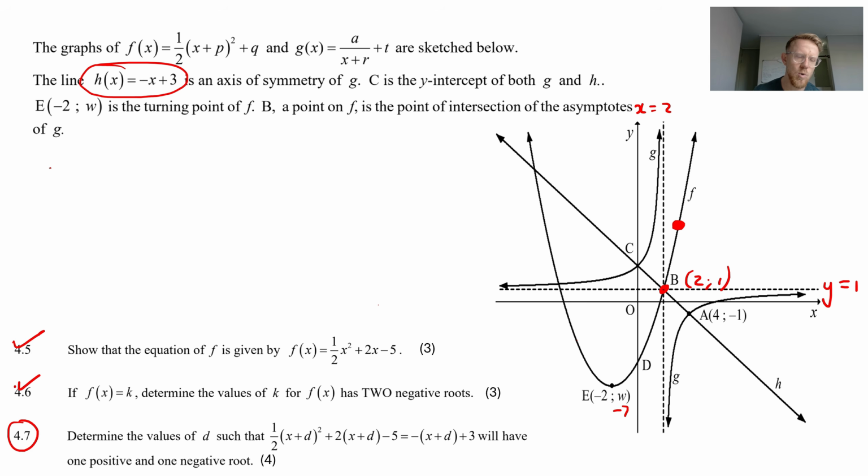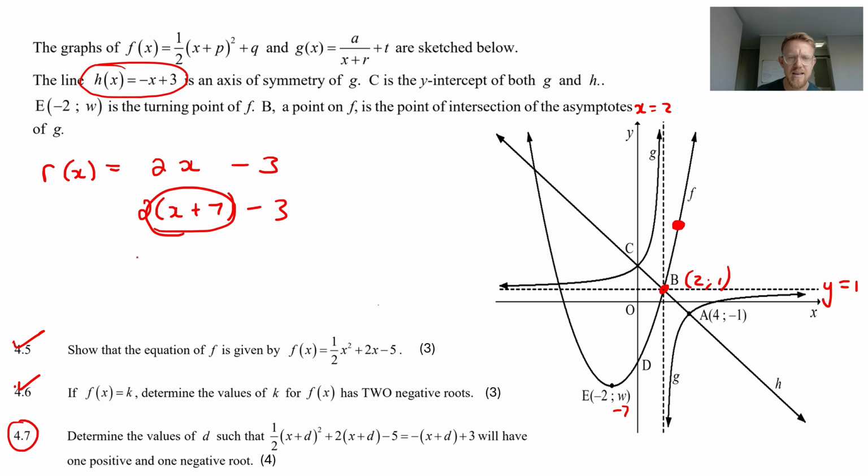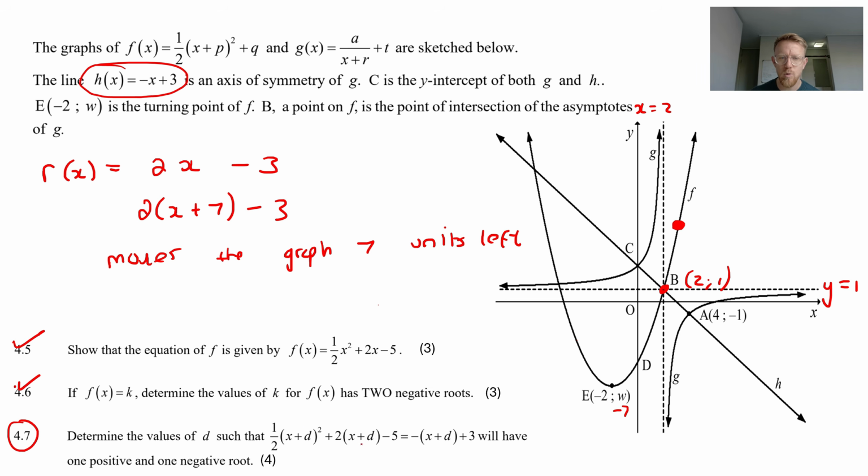If I have an equation like r equals 2x minus 3, and then all of a sudden I go 2 times (x plus 7) minus 3, then what this does is it moves the graph 7 units left. Whenever you have a bracket and you're changing the x values of an equation, you are then moving the graph left and right. For this one specifically, it was left, but when they just put a letter d, we don't know whether they're going to go left or right.